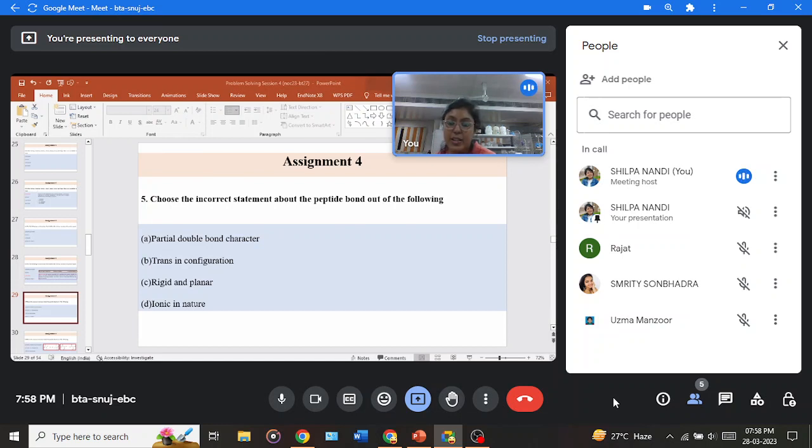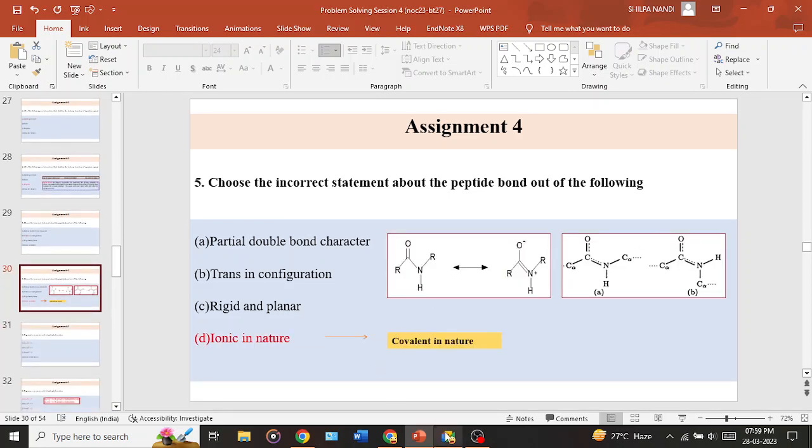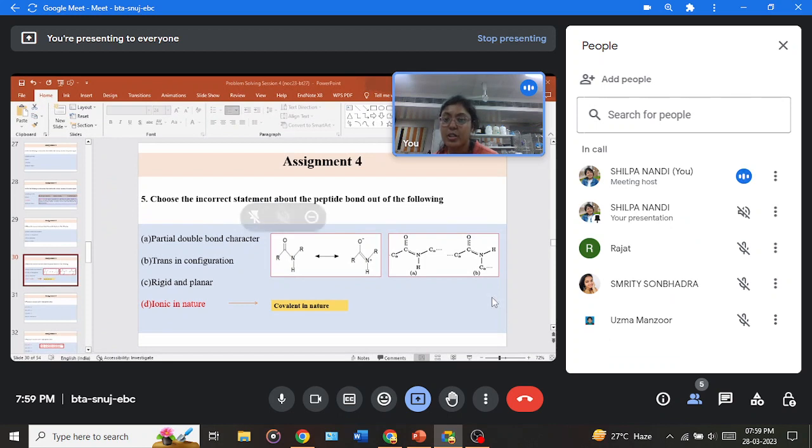And lastly, option number D, that is ionic in nature. So you have to think what kind of bonding it is. Is it an ionic bond or is it a covalent bond? Okay, so let's see what the answer is. The correct answer to this question is option number D, that is ionic in nature.